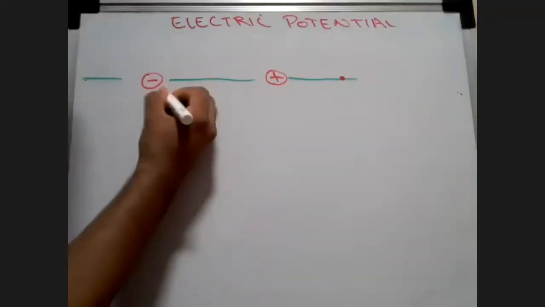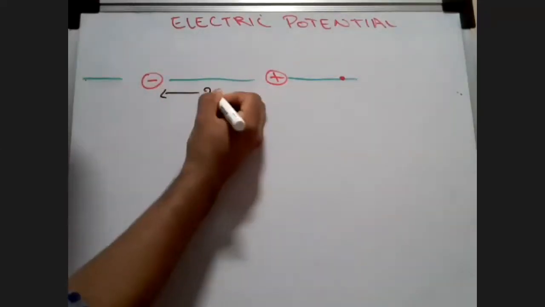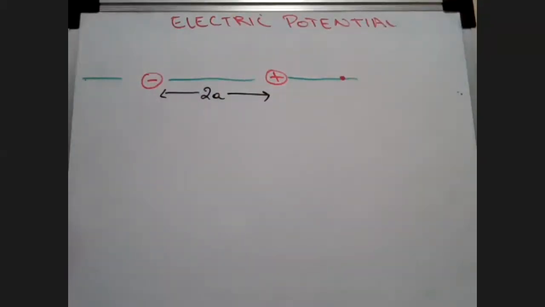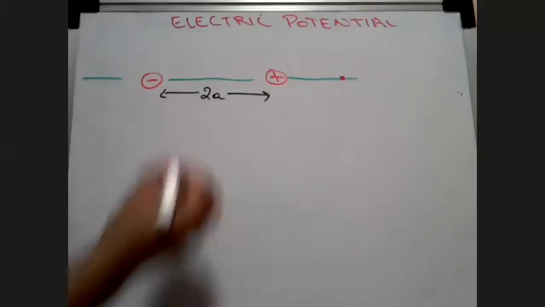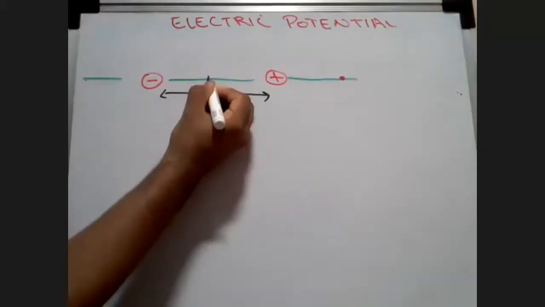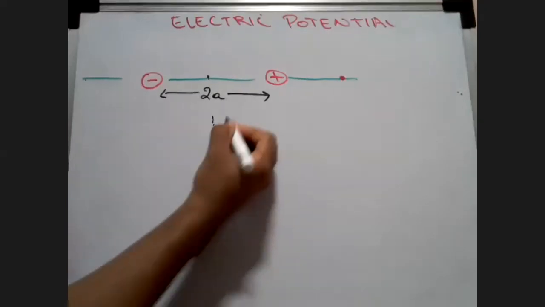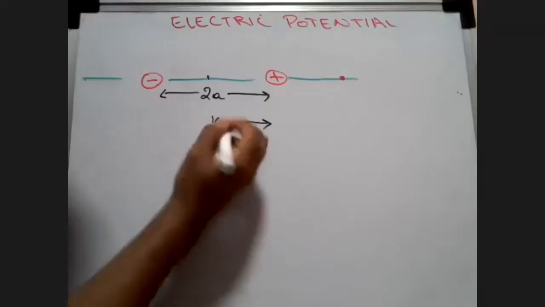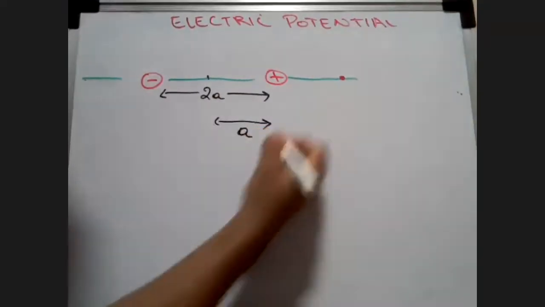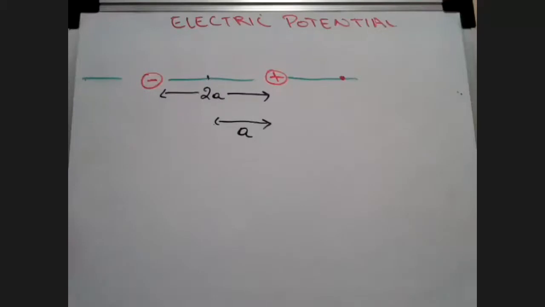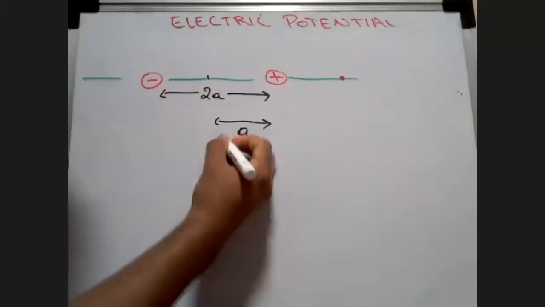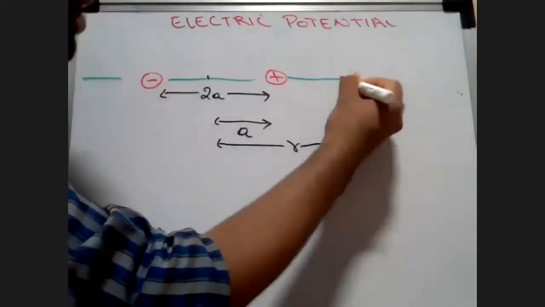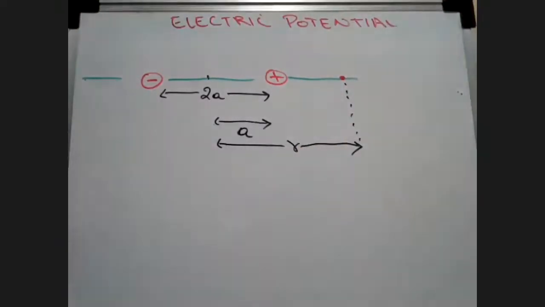Before that, let me give you certain instructions. Let me take the negative and the positive to have a distance of 2a. If the center of this dipole is over here somewhere, what will be the distance from here to here? It is a. And let's say the distance from the center of the dipole to the point at which I want to find the electric field intensity is r.